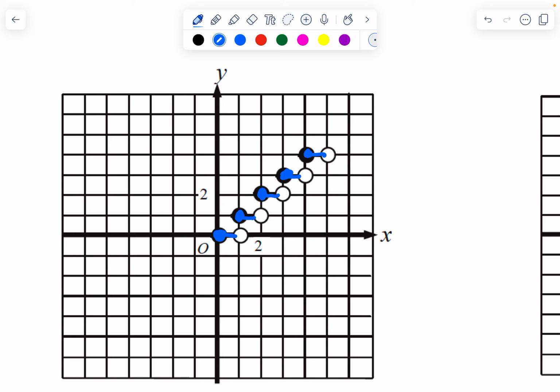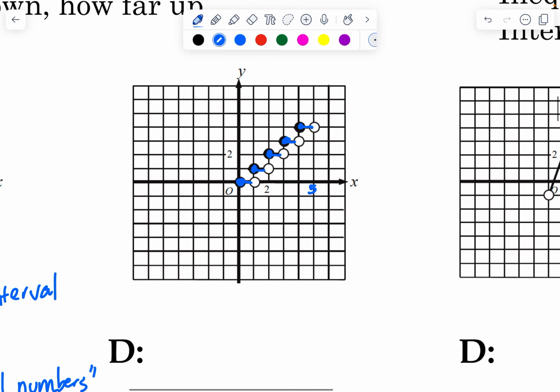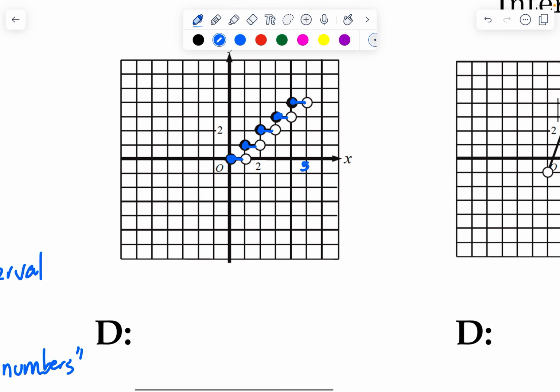We don't actually make it to 5. We get infinitely close, but never actually make it to 5. Was that 5? 2, 3, 4. I think that is 5. Our domain is going to be the x values. We have the x value of 0, and then every x value until we get to 5, but we don't have 5. So the domain goes from 0 to 5, includes 0, doesn't include 5.